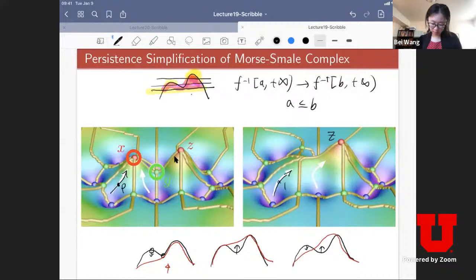So in some sense, after I apply persistent simplification, the partition of the domain based on the Morse-Smale complex is going to be rearranged. In other words, it's actually merged, okay? So if you look at it, because of this redirection of gradient behavior, this region where the simplification has happened has a reduction in the number of partitions. Because essentially what used to be part of the partition that flowed towards X now flows towards Z. Okay, so that is what's called persistent simplification of the Morse-Smale complex.